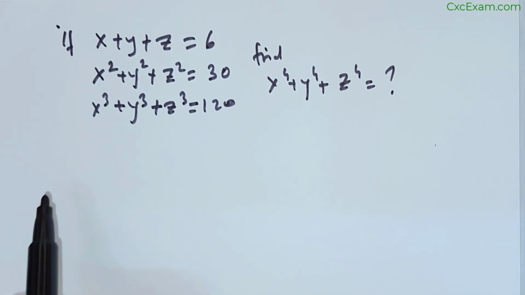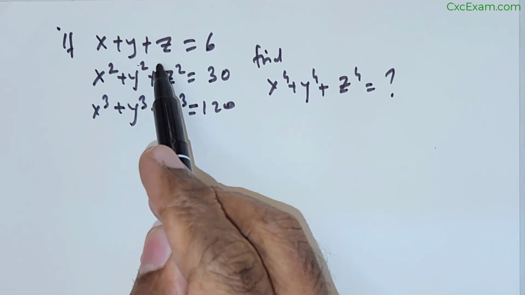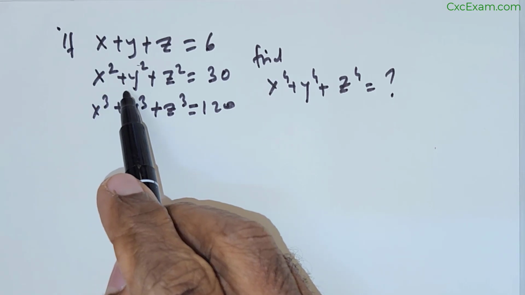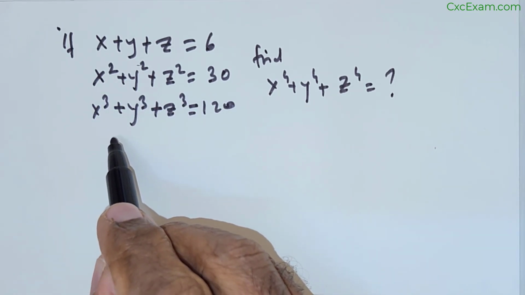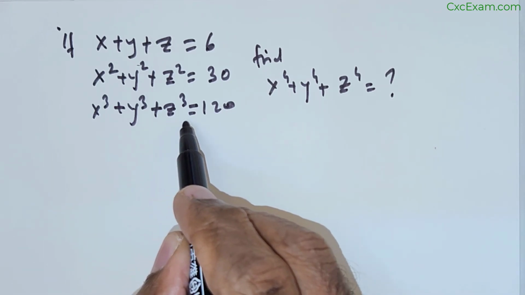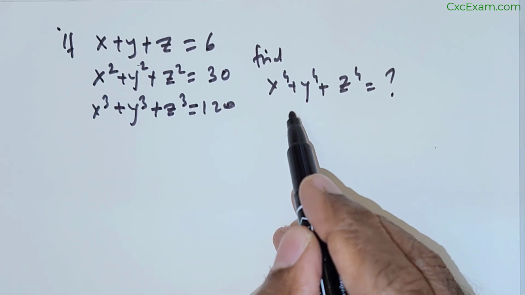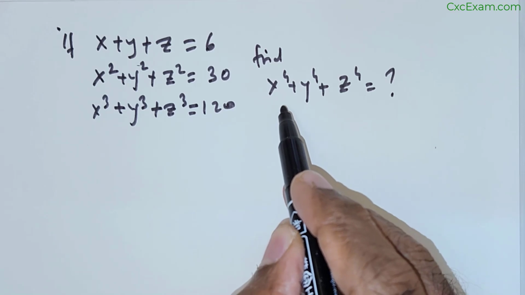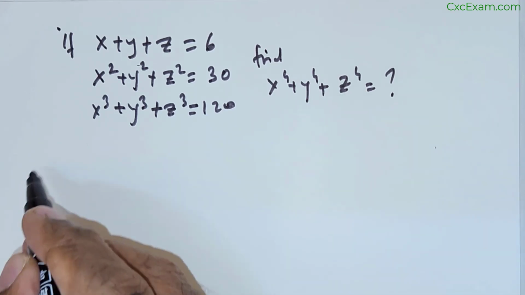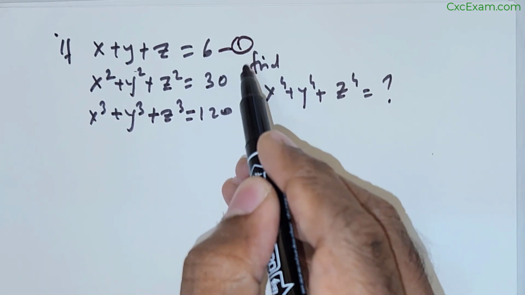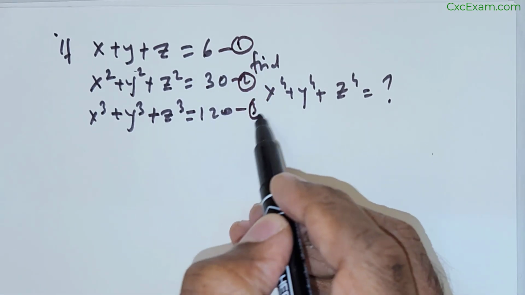Welcome everybody, we've been given this question: if x + y + z = 6, x² + y² + z² = 30, and x³ + y³ + z³ = 120, we are expected to find the value of x⁴ + y⁴ + z⁴. So let me take these as 1, 2 and 3.